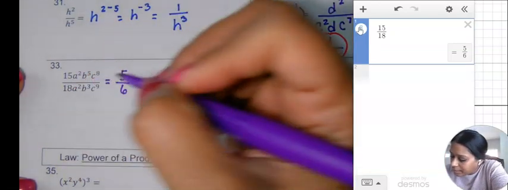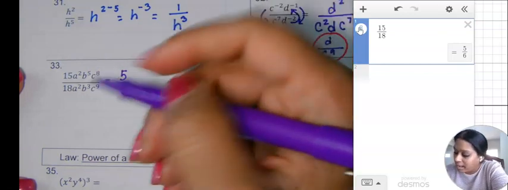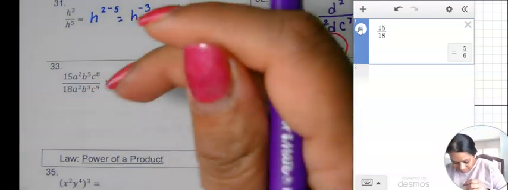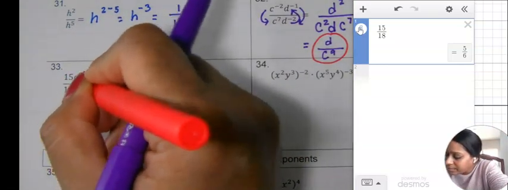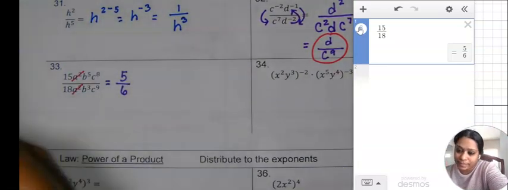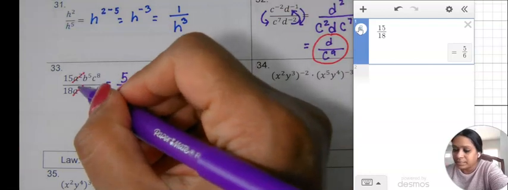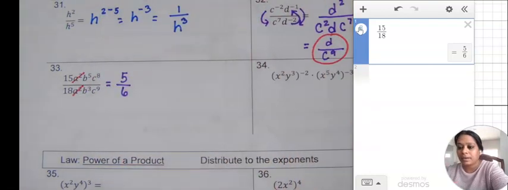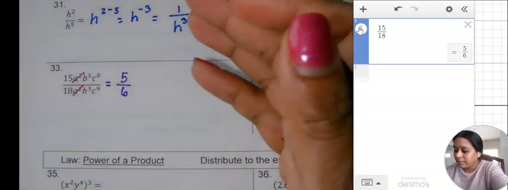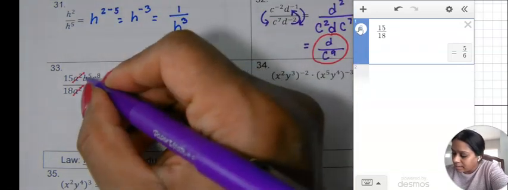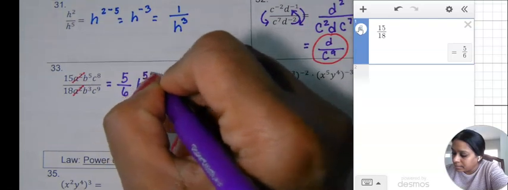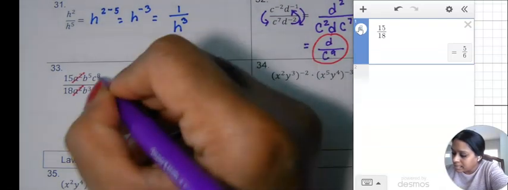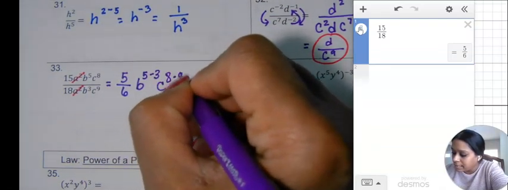Now let's go ahead and combine the a's. Now a, actually, oops, I can go ahead and cancel them out because it's the same power. So just cancel them out, because this will be 2 minus 2, which is 0, and then a to the 0th power is 1. You don't have to write that. And then you have b to 5 minus 3, and then c to 8 minus 9.